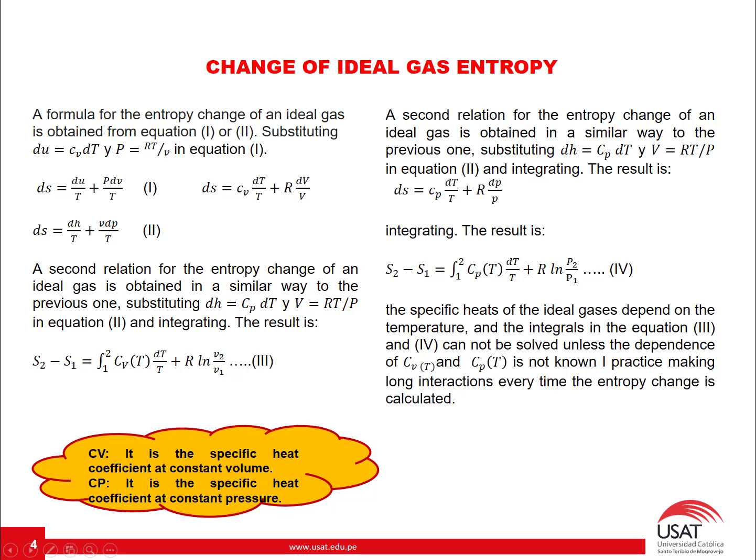Then we have the following formulas. From Tds, ds is equal to du over T plus P times dv over T, that is formula 1. We also have the formula from Tds, ds equal to dh over T minus v times dP over T, that is formula 2. By replacing, we obtain that ds is equal to the specific heat of volume cv times dT over T plus R times dv over v.